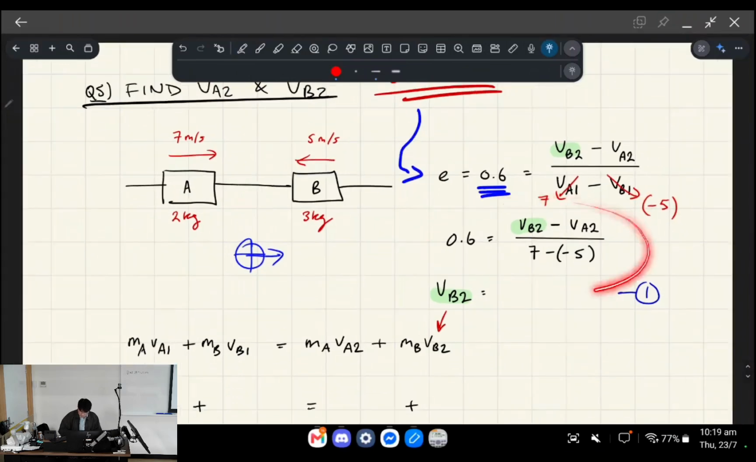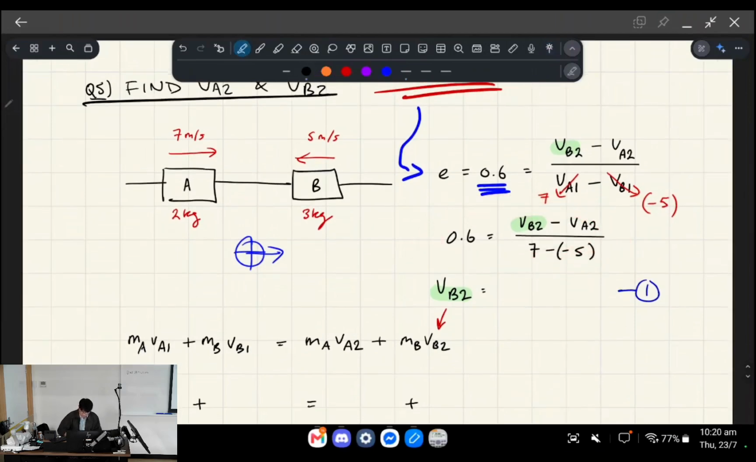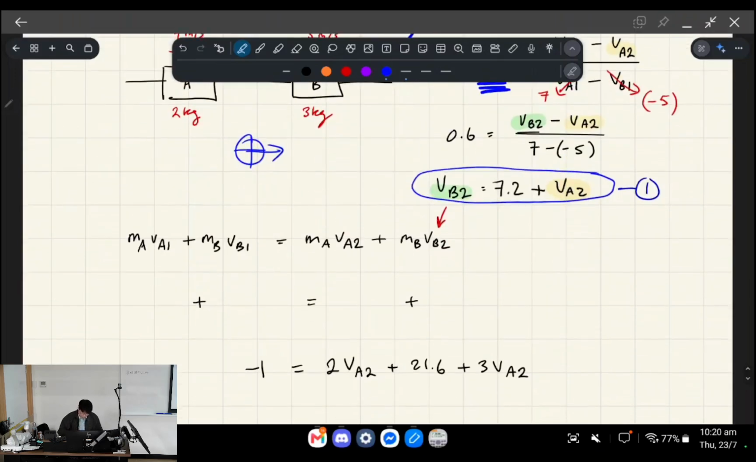And so this is what it ends up being. Then we rearrange for B2, because again, we have two unknowns, and we just need to rearrange for one of them. So B2 is 7.2 plus A2. So here is going to be our first expression, which we're going to substitute in later.